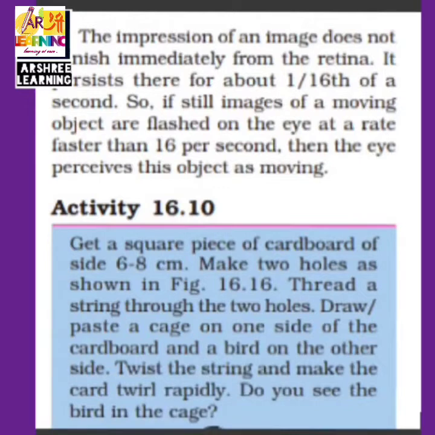So if still images of a moving object are flashed on the eye, meaning if images of an object which is not moving are formed on the retina, then the images last for a fraction of a second, 1/16th of a second. This means if you are shown an object for 1/16th of a second, you will be able to see the object. But if it is shown at a rate faster than 1/16th of a second, then the eye perceives that the object is moving.